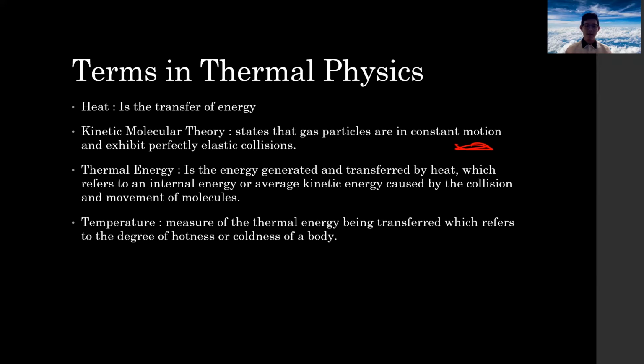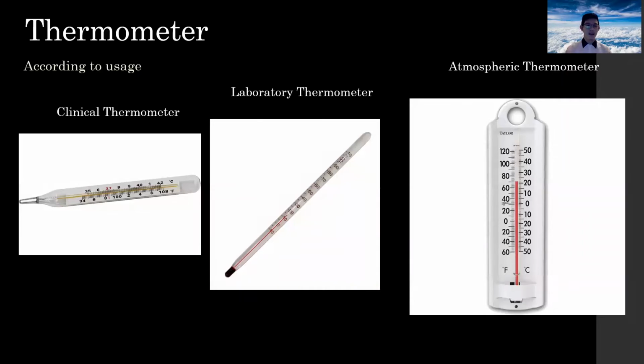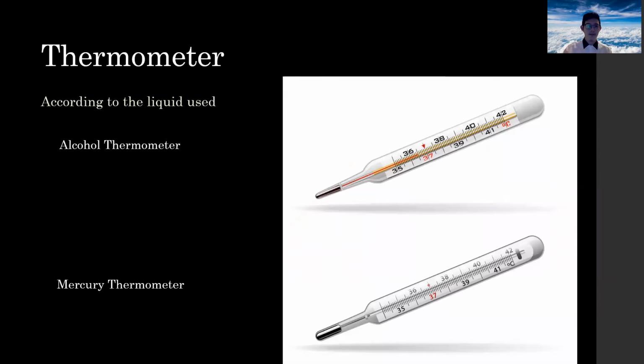Now, thermometers, if you categorize them, there are two categories. First, you can categorize them according to their usage, which will be categorized into three: clinical thermometer, laboratory thermometer, and atmospheric thermometer. Each usage is different from each other. Next, you can also categorize by the liquid that is used. We have alcohol thermometer and mercury thermometer.